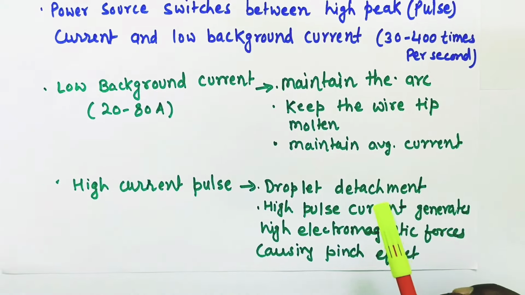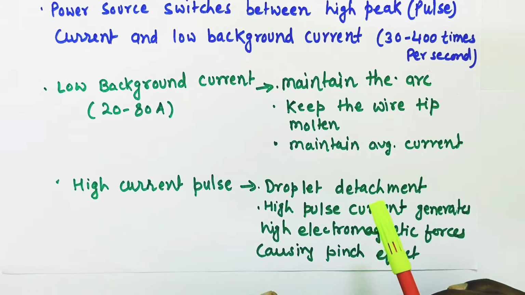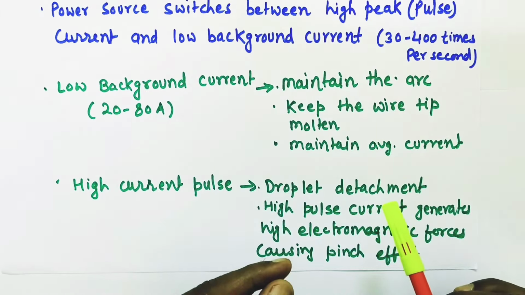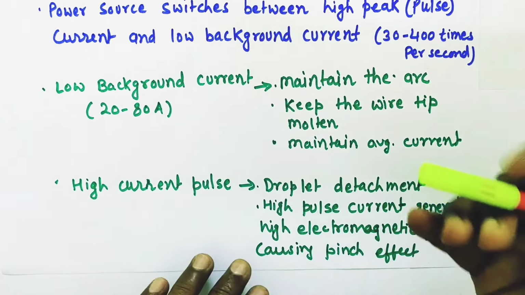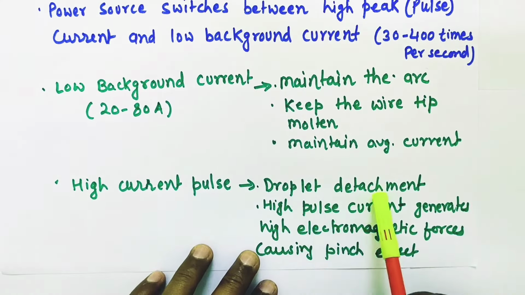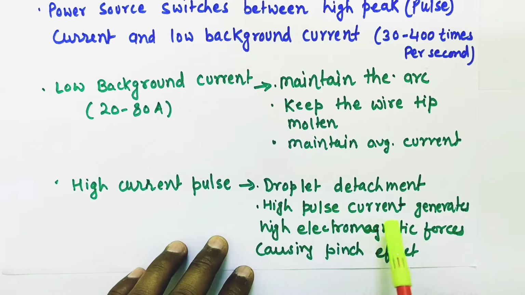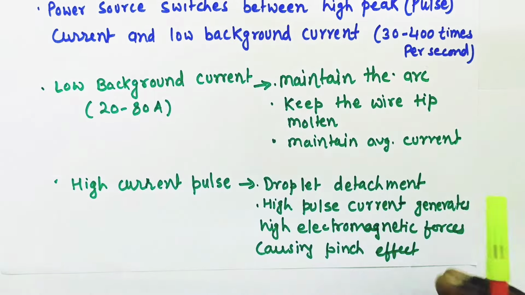I had explained in the previous transfer also that strong electromagnetic forces are developed with the help of high current, and those forces cause the pinch effect, through which the droplets are detached from the filler wire. So for droplet detachment, a high current pulse is required. High pulse current generates high electromagnetic forces causing the pinch effect, due to which the droplets get detached from the filler wire and travel to the workpiece.